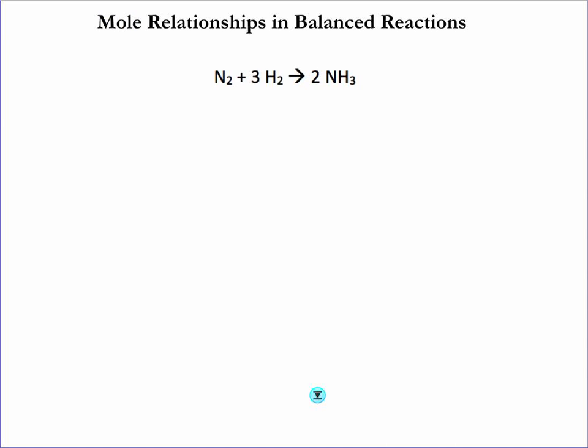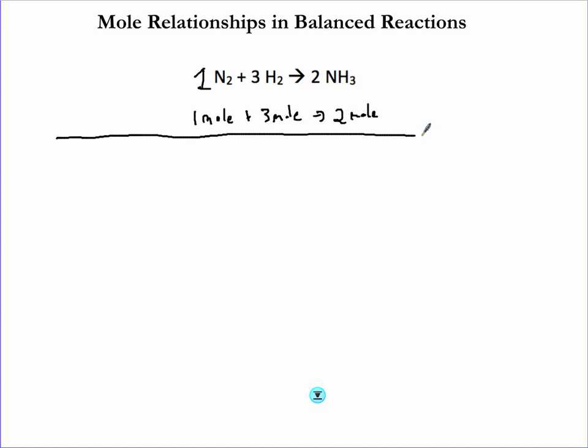Just want to remind you that if we're looking at this equation, then we have to specifically remember that coefficients in this equation represent moles, right? So we are talking about 1 mole of nitrogen reacting with 3 moles of hydrogen to produce 2 moles of NH3, right? Okay, so we're going to pick a couple of scenarios here.